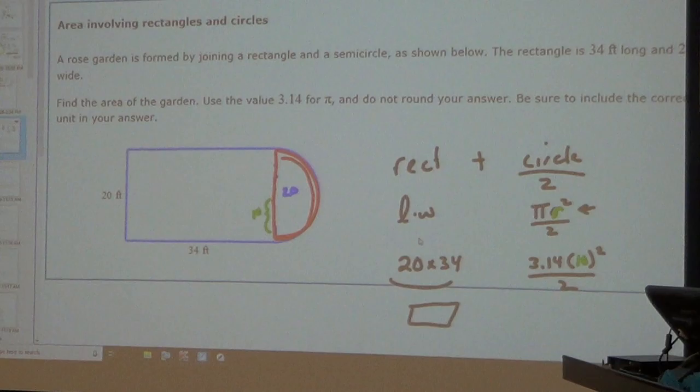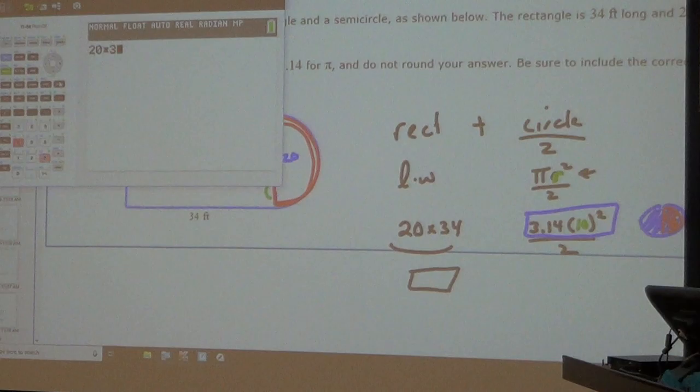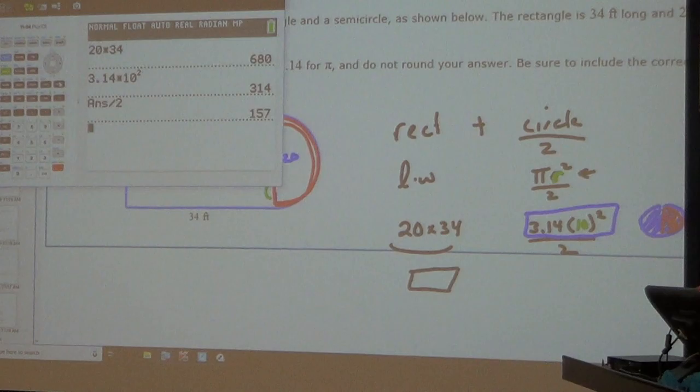Now, I took half of the diameter to get the radius. But that answer is this thing right here. That is a full circle. And then I'm dividing it by 2 because I only need half of it. So when I go to my calculator, I'm first going to do the 20 by 34. Then I'm going to do the 3.14 times 10 to the second, which is a full circle. Then I'm going to cut it in half. So I have 680 for that one, and then I have 157 for this one.